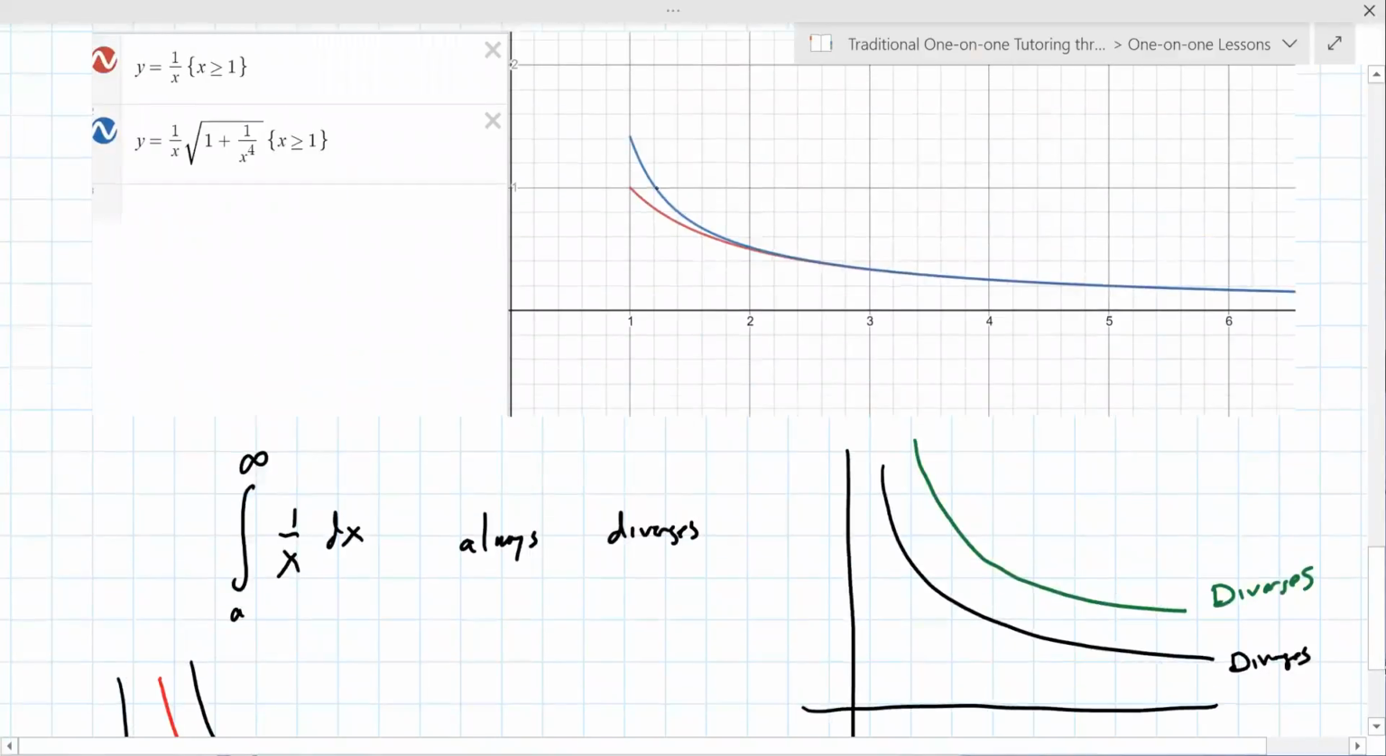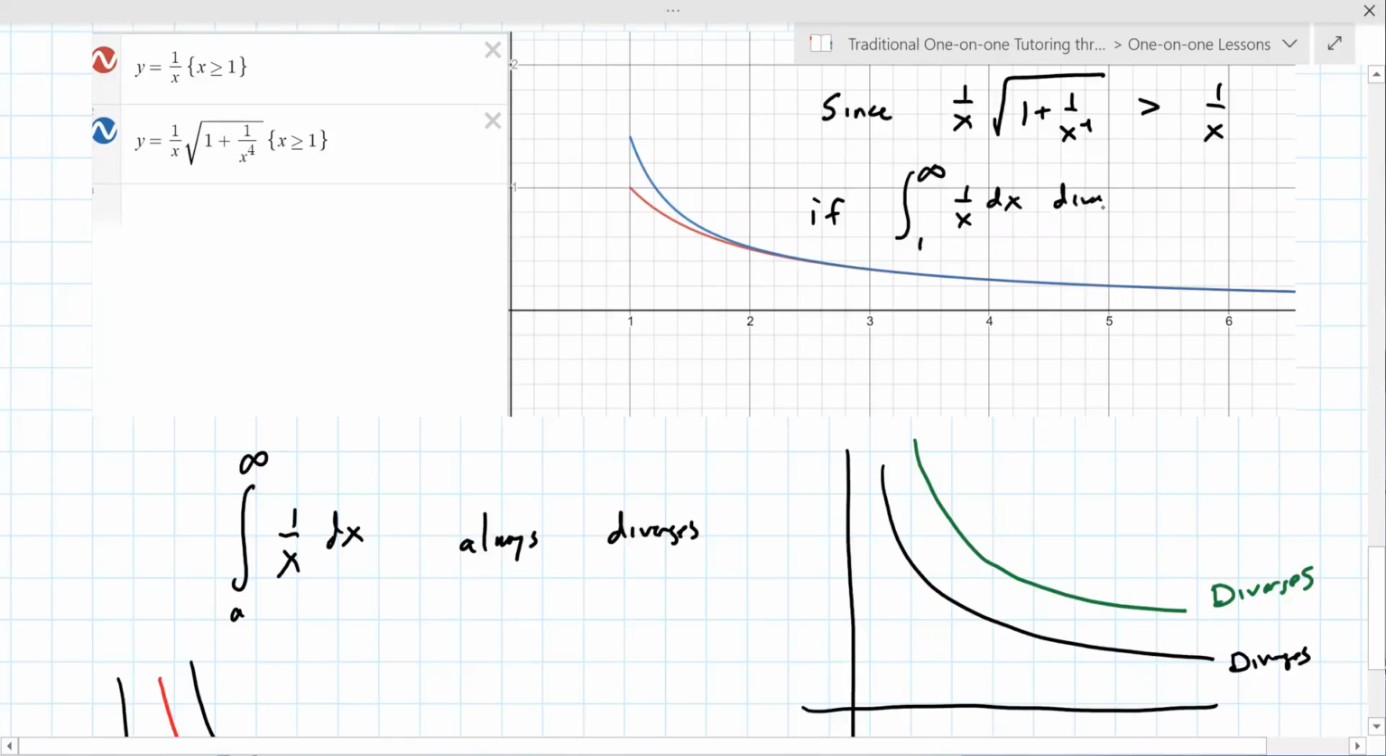And in this graph, you have to include a graph like this. And you want to include that this thing always diverges. And you want some words that say, since 1 over x square root 1 plus 1 over x to the 4th is always greater than 1 over x, if the integral from 1 to infinity of 1 over x dx diverges, which is known to be true, then so does the integral from 1 to infinity of 1 over x square root 1 plus 1 over x to the 4th dx.